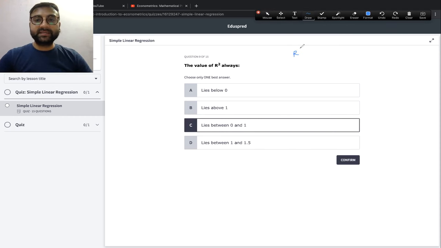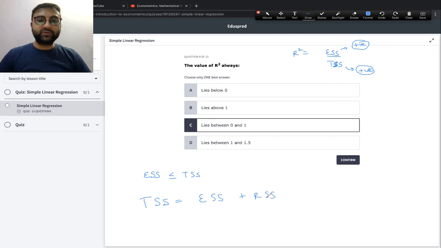And what is TSS? TSS is total sum of squares. So once again, you are squaring something and then you are adding something. Even this is going to be a positive number. So r square can never be negative because both of these things are positive. The second thing is that ESS is less than or equal to TSS. And this is because TSS is equal to ESS plus RSS. So this is your total, this is your explained, and this is your residuals, or you can also say unexplained. Now explained portion has to be less than or equal to total portion. So r square is always going to lie between 0 and 1.